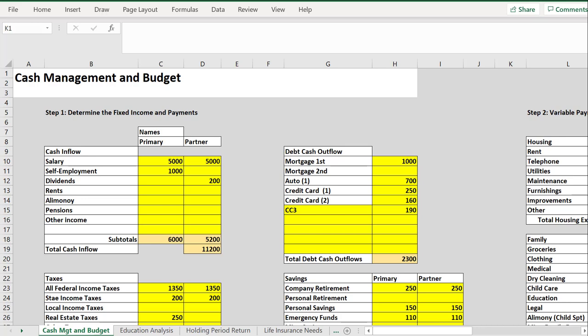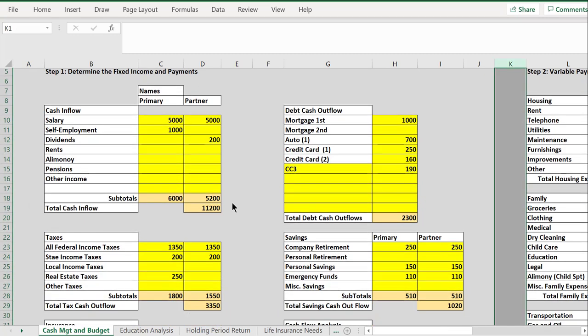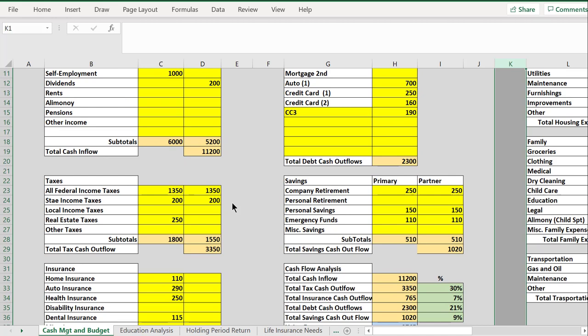Step one, we want to determine our fixed income and payments. So we can start off with revenues. So this couple they both make $5,000. He's got a little side hustle that he makes $1,000 on. She's got $200 worth of dividends. So the total, $11,200 is their gross income.